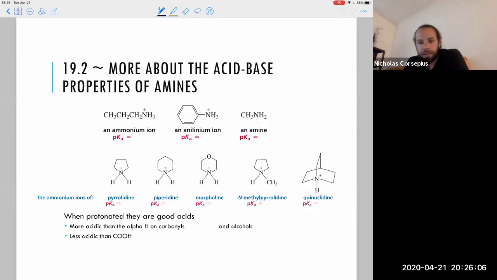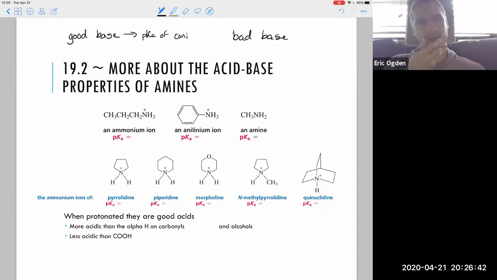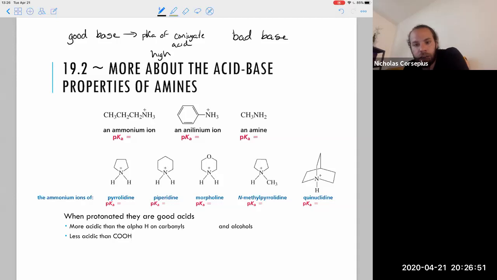Now let's talk about acid-base properties of these. Of course, we talked about the fact that amines can play the role of bases. That means that the ammoniums, the conjugate acids, can play the role of acids. And remember that we can rank how good something is as a base by looking at the pKa of its conjugate acid. If you have a good base, what does that mean about the pKa? The pKa is really high. So a good base will have a high pKa of its conjugate acid. A bad base, the pKa is low. A bad base means that its conjugate acid is a really good acid. Low pKas mean good acids. So just keep this in mind as we go through and look at some of these.